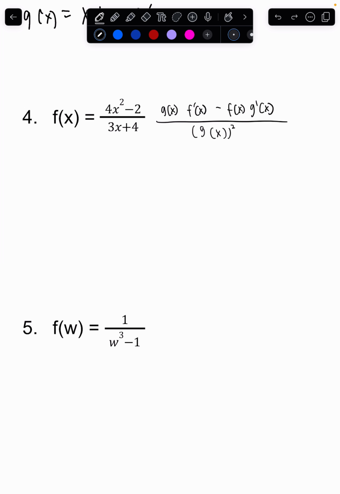Today we're going to do the quotient rule, which is basically dividing. If you have any questions, please feel free to leave them in the comments below and I will answer them. So we're going to work on this problem right here.